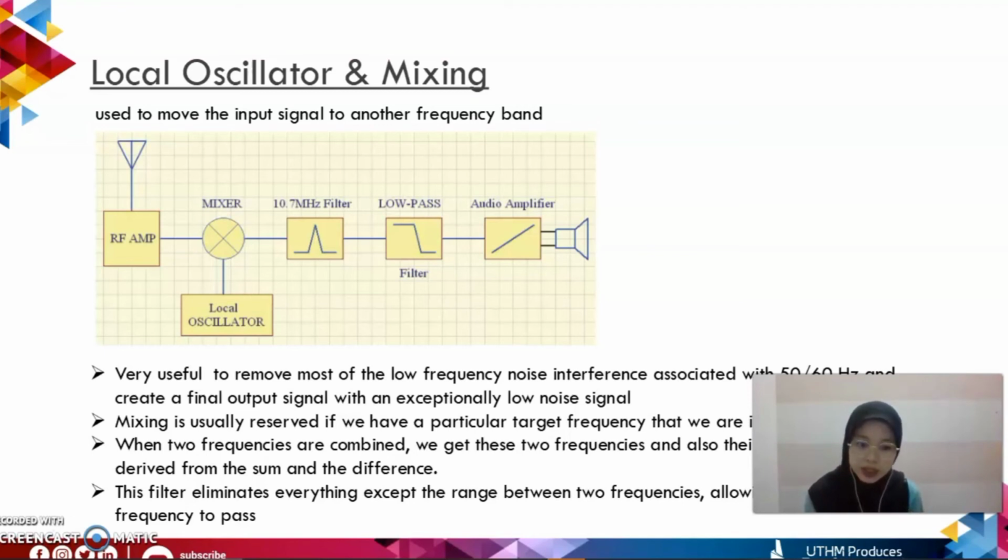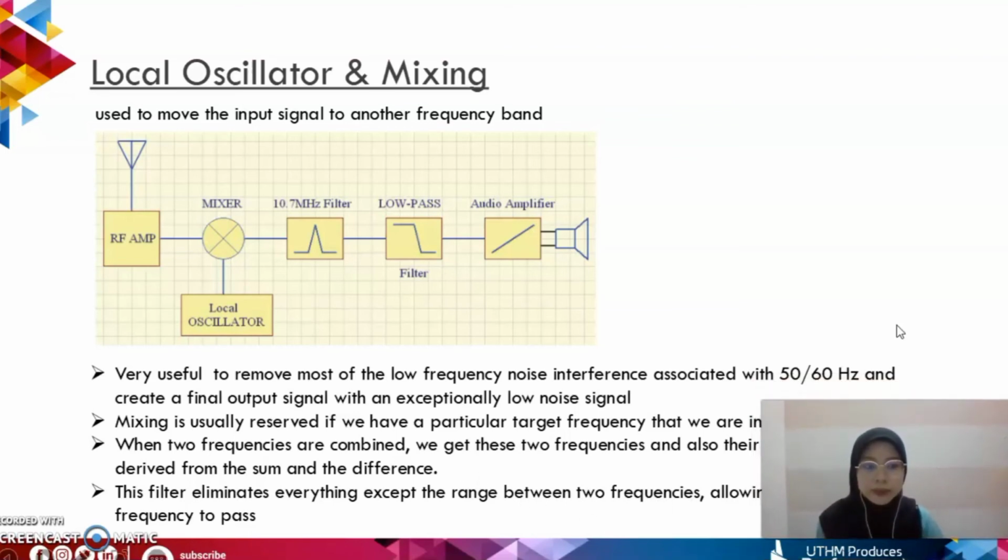The radio industry has standardized a specific filter frequency for both FM and AM radio, which happens to be 10.7 MHz for FM and 444 kHz for AM. So this example is referring to FM radio frequency. Here the filter will eliminate everything except the range between two frequencies, allowing only that frequency to pass.